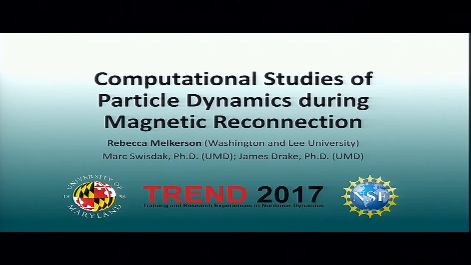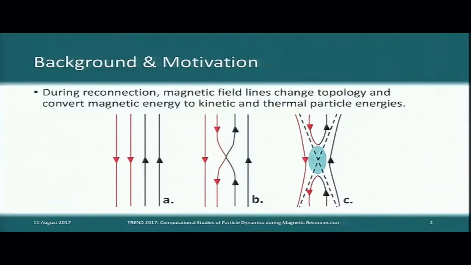In the summer I was studying computational studies of particle dynamics during magnetic reconnection. Magnetic reconnection is a plasma event during which magnetic field lines change topology and convert magnetic energy to thermal and kinetic particle energies. This occurs when magnetic field lines meet pointing in opposite directions, as they do in A. And then in B, we see that they have started to change topology and reconnect. And in C, reconnection has occurred and the topology has changed.